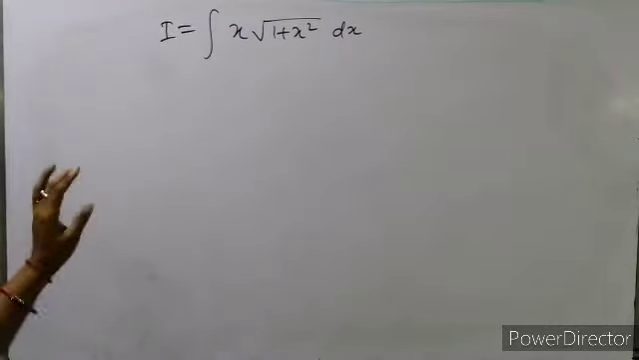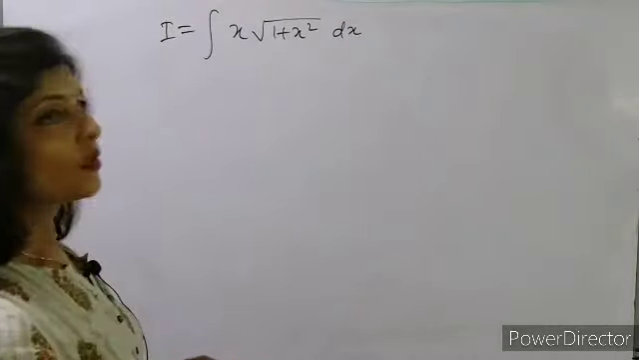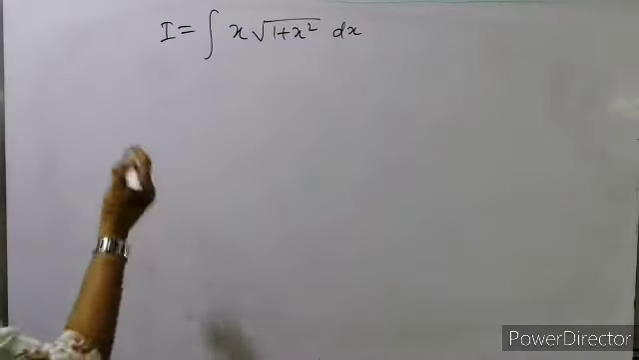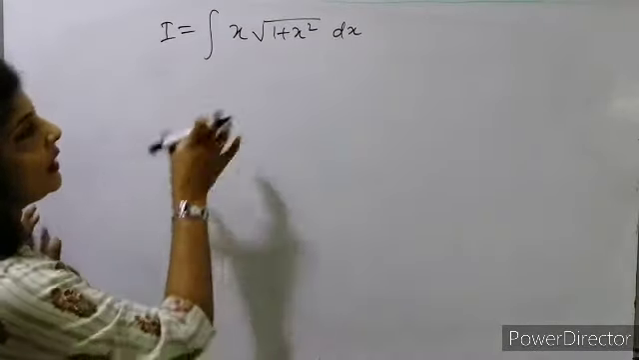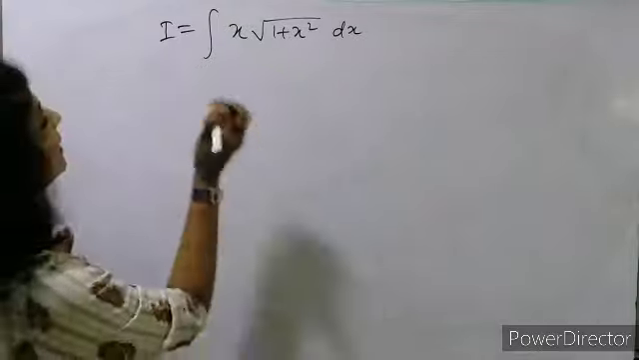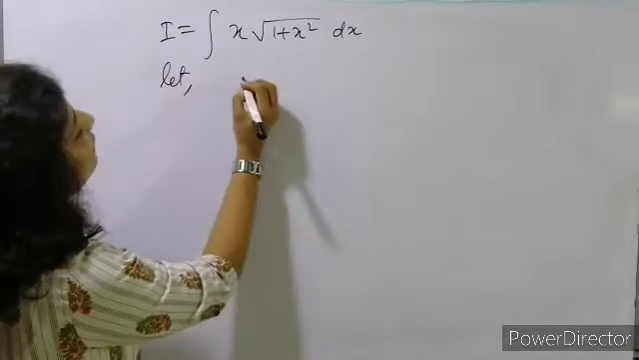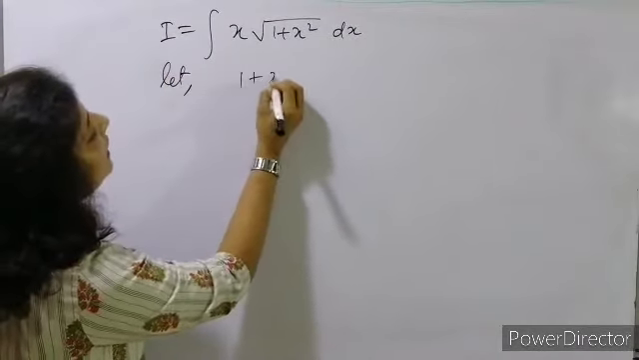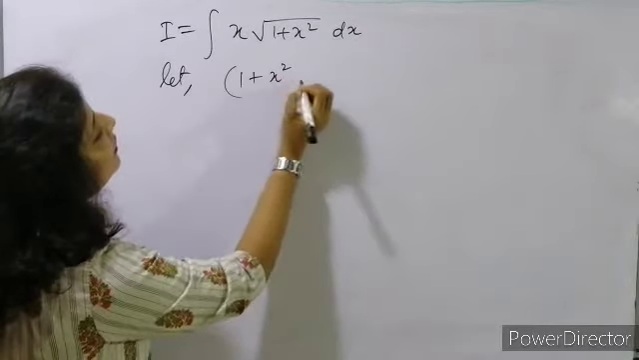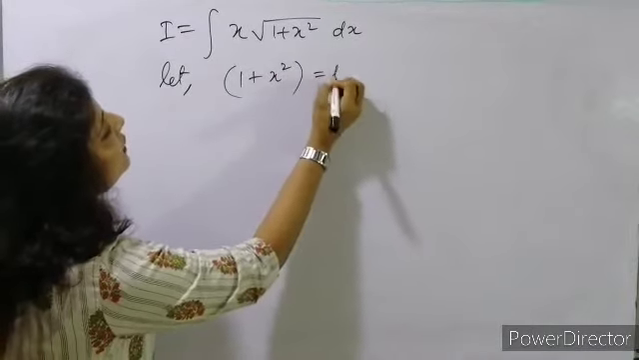So we have another question. We have to find out the integral of this function with respect to x. So first of all, what will we do? We'll take this value, 1 plus x square, is equal to t.